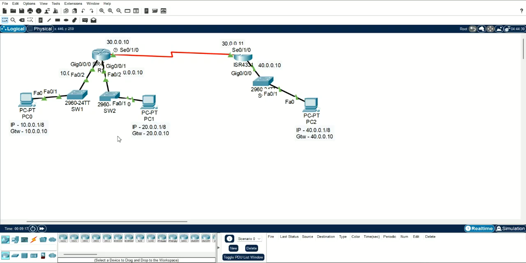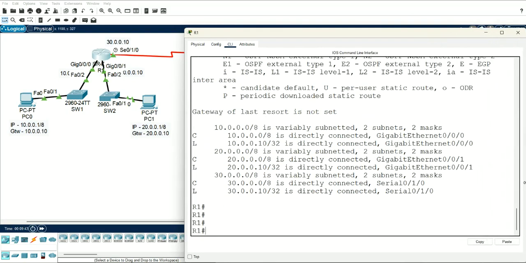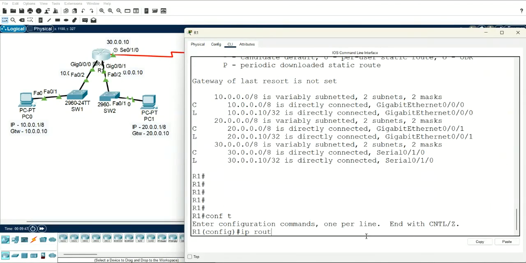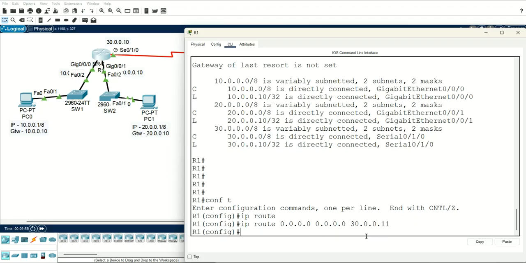Now, my question is, is router 1 a stub router? Yes or no? Is router 1 also a stub router? Yes. Correct. See, this is the only gateway to reach all unknown destinations. So, that is a stub router. Router 1 is also a stub router. So, we can write a default route. Let's write ip route, any network, any subnet mask, send the traffic to 30.0.0.11. You got it?